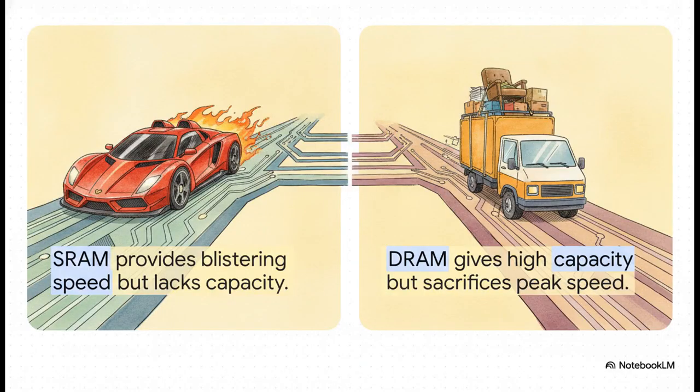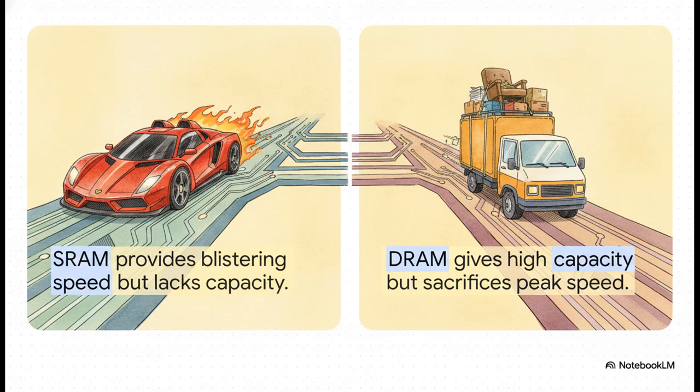Now let's put them head to head, SRAM versus DRAM. And the thing to remember here is that it's not a battle where one is inherently better than the other, it's really a partnership of compromise. SRAM gives you that blistering, uncompromised speed, but at a really high manufacturing cost, which strictly limits its capacity. DRAM, on the other hand, gives you high capacity and lower manufacturing costs, but you sacrifice that absolute peak speed.